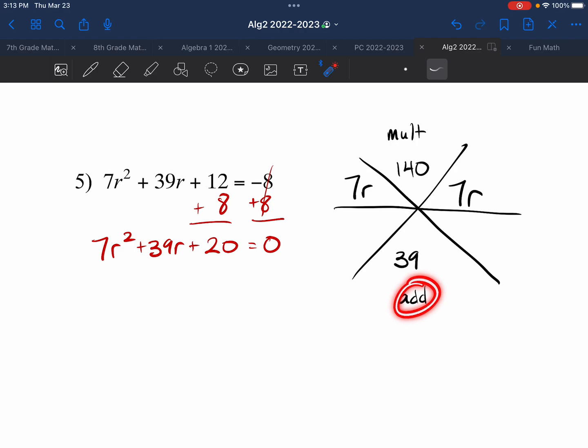I know I say add, I really should use the word combine down here, because sometimes this is a negative and this is a positive, which means you subtract, but this is really adding. These two numbers are adding because that number is positive. So I'm going to first find 140, and then I'm going to say, okay, do those two sides add up to 39? I'll show you what I mean.